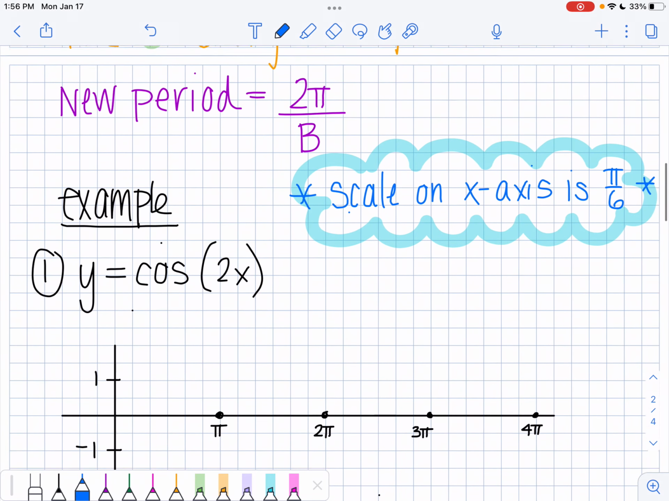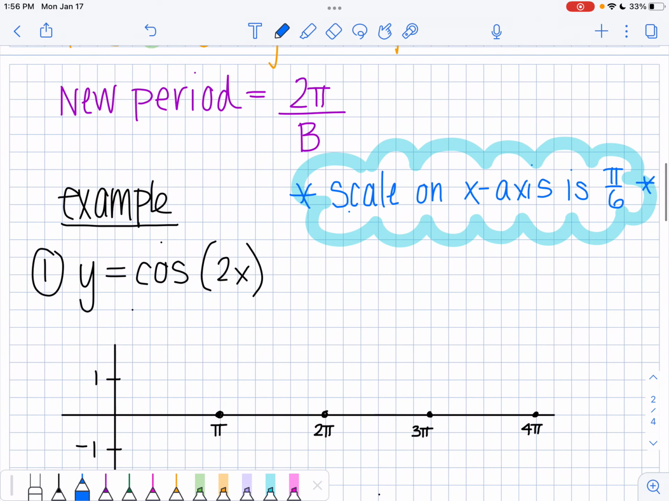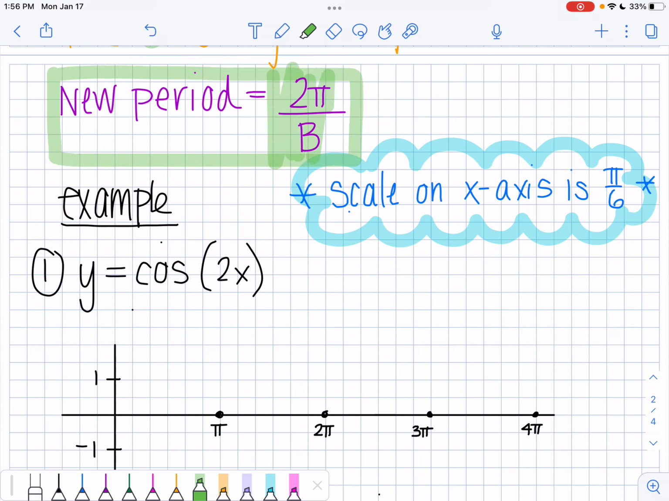So let's talk about how to find this. To find the new period, we take 2 pi and divide it by our b value. That will tell us what our new period is and where our function is going to stop. Now, when we're drawing these graphs, we only need to draw one period. So I'll show you how to do this.